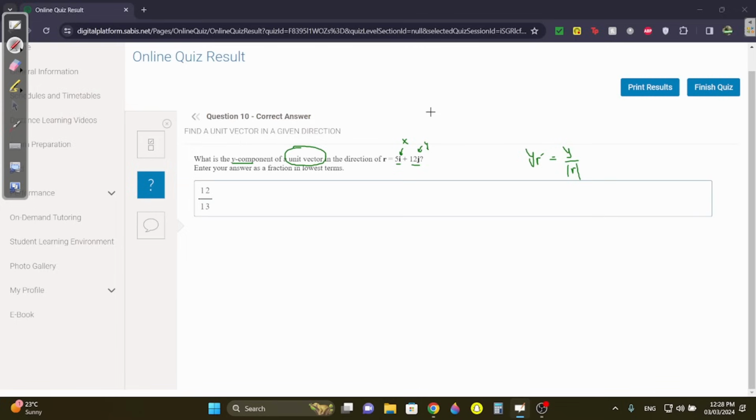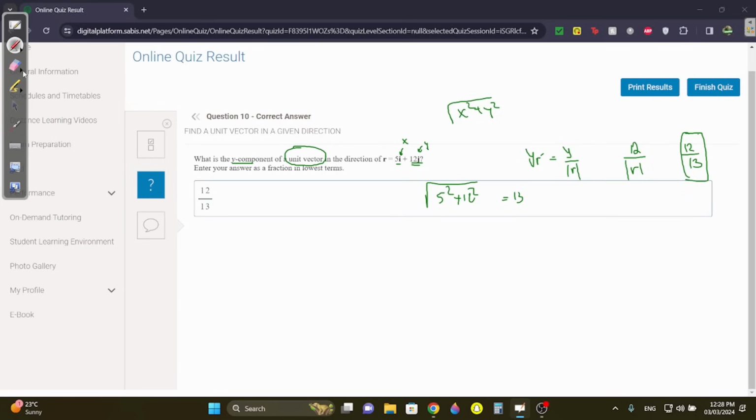Remember the formulas I gave you for the unit vector? The new x is equal to the old x over the magnitude, and the new y is equal to the old y over the magnitude. The old y in this case is 12 over the magnitude of r. Can we find it? Yes, we can. You do radical 5 squared plus 12 squared, you get 13. Why am I doing 5 squared plus 12 squared? Because to find the magnitude, it's always x squared plus y squared. So it will be 12 over 13.